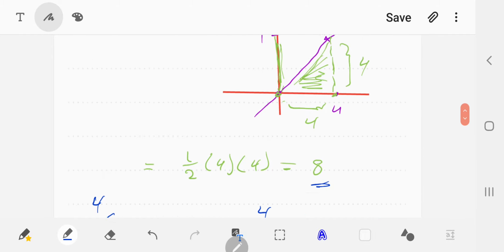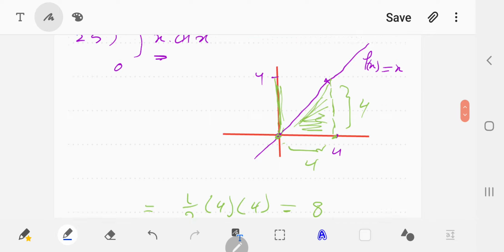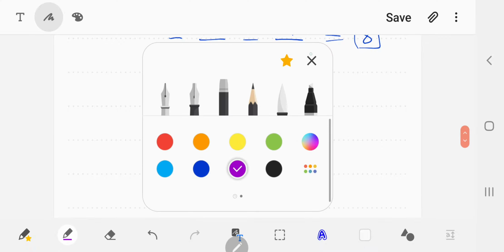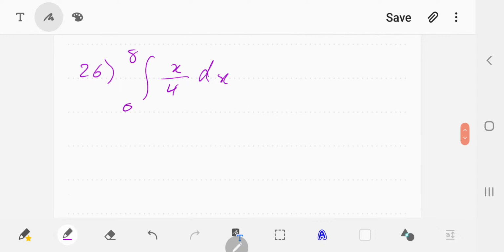So it does not make a difference whether it was algebraically or using geometric formula. I believe the idea is clear. Let's do the last one. 26, it says integration from 0 to 8 of x over 4 dx. Again, let's draw this.